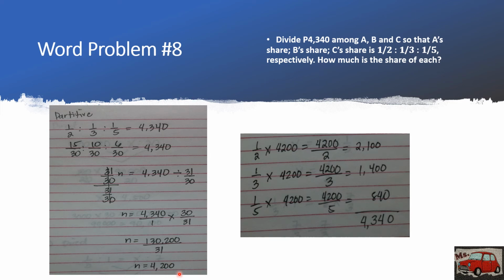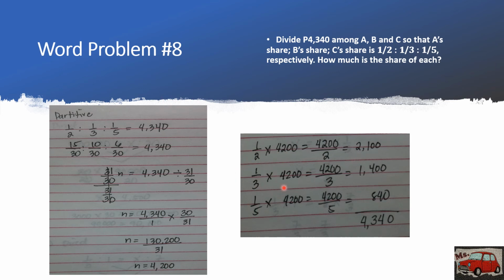Okay? So, that is the value of our variable. Alright? Which we will multiply to each of our ratios. So, let's do 1/2 times 4,200. So, we have this one. And to simplify that, that is 2,100. Okay? So, in short, you just halved your 4,200 and the answer is 2,100.